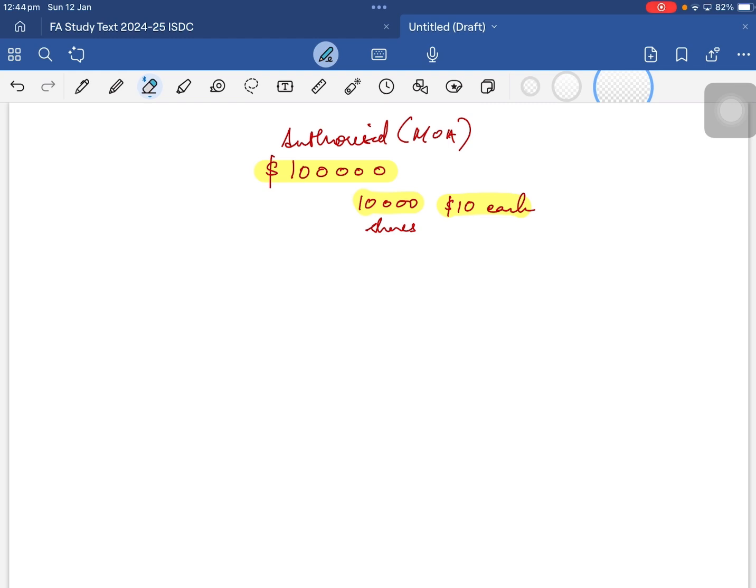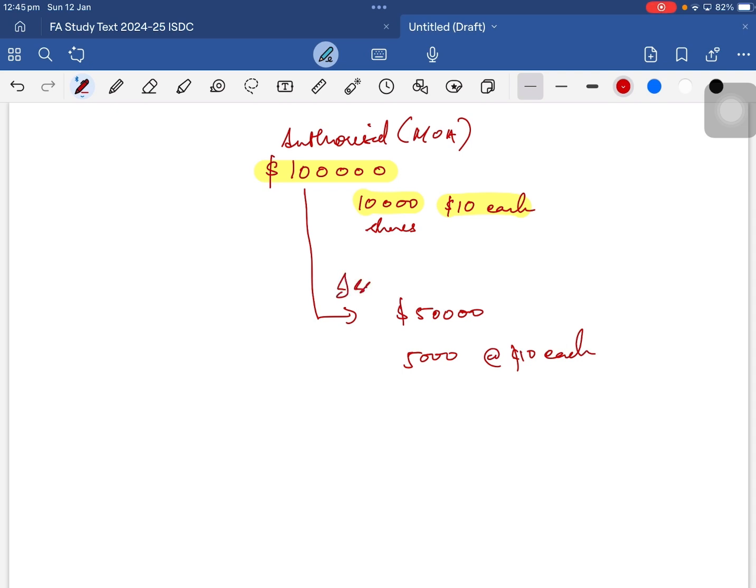So the company decides that out of this, they are going to issue only 50,000. Out of the 100,000, they decided that only 50,000 would be collected. So they gave the public only 5,000 shares of 10 each. This share is called issued capital, that is, for issue to the public.